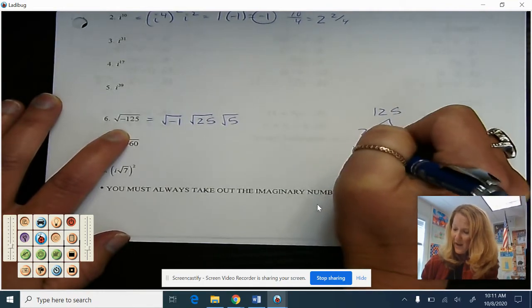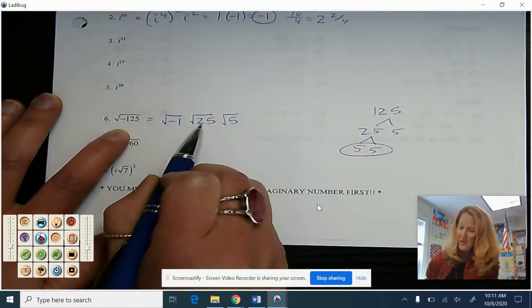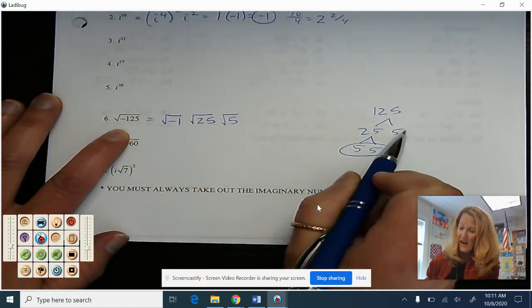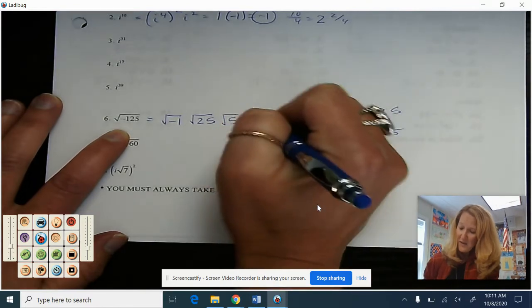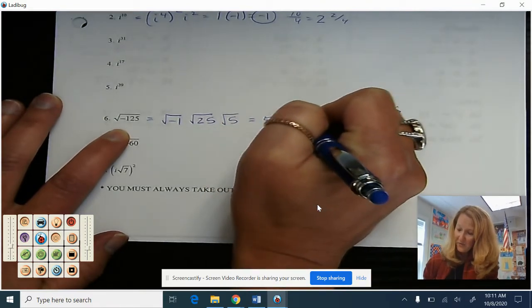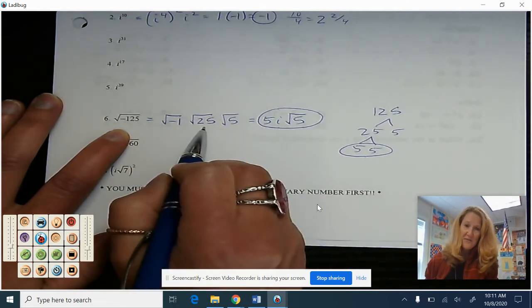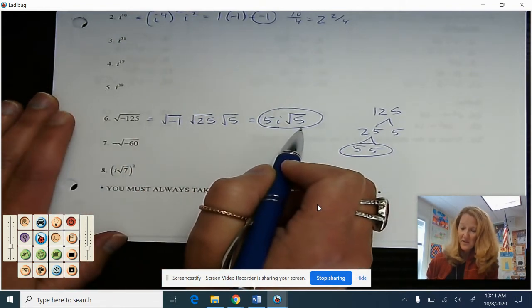Here you would have a pair of 5s. Your pairs would go here. So the square root of 25 times your leftover factor of root 5. So this becomes 5i root 5. So the square root of -1 will be your i, the square root of 25 is the 5, and then the square root of 5 just comes along.